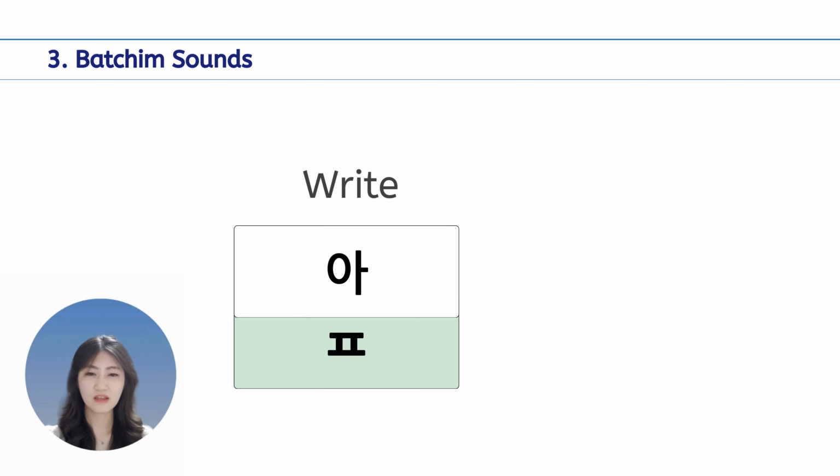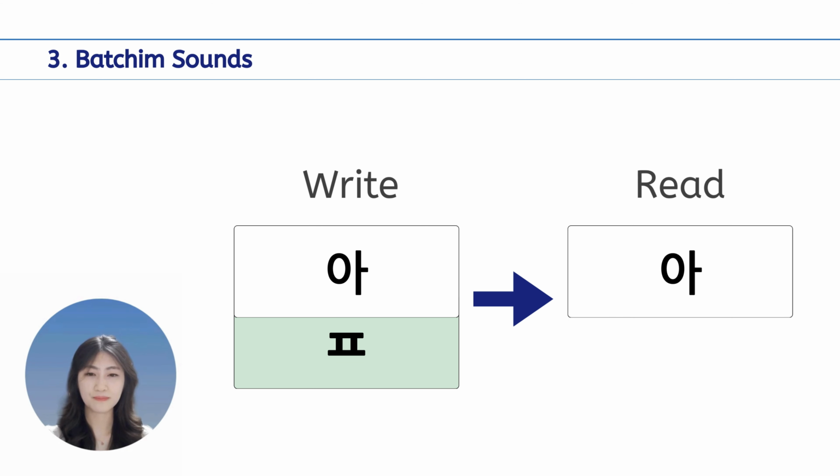Now let's look at the example. The word 앞 is written with 피읍, but when 피읍 is used as batchim, it changes to the representative sound 비읍. So it is pronounced like 압, not 앞.